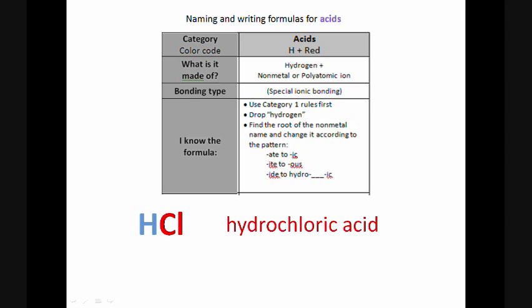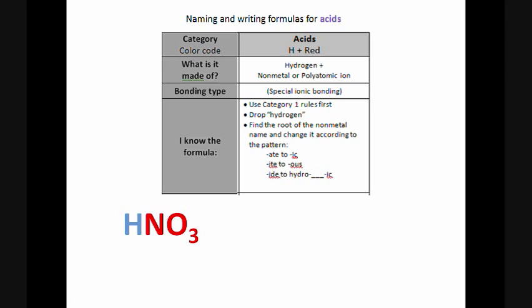Based on our steps for naming acids, our final name for HCl is hydrochloric acid. Let's try another example to make sure we're clear. Here's HNO3. Step 1 says to write the Category 1 name, which would be hydrogen nitrate. Then we drop hydrogen, which leaves us just the nitrate.